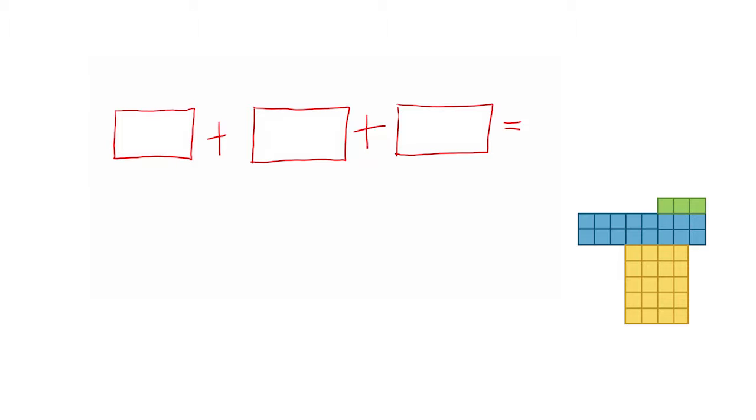Since there is one row with 3 squares, I will write 1 times 3 in the first box. Now I need to find the area of the next section. Since there are 2 rows with 8 squares in each row, I will write 2 times 8 in the second box. To represent the final section, I will write 5 times 4 because there are 5 rows with 4 in each row.